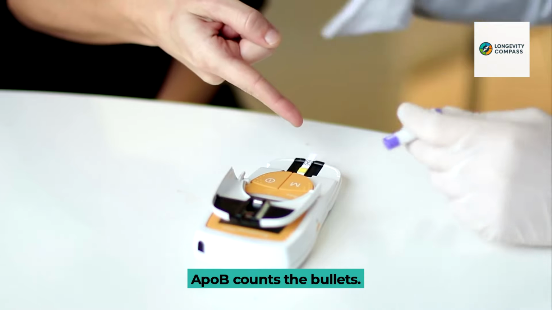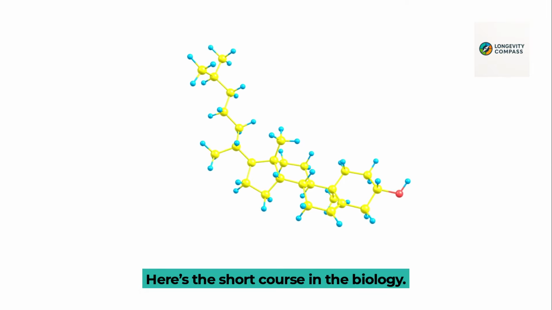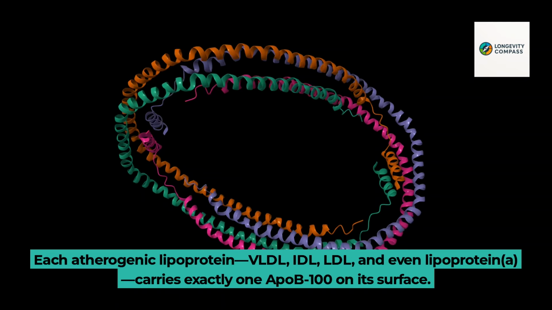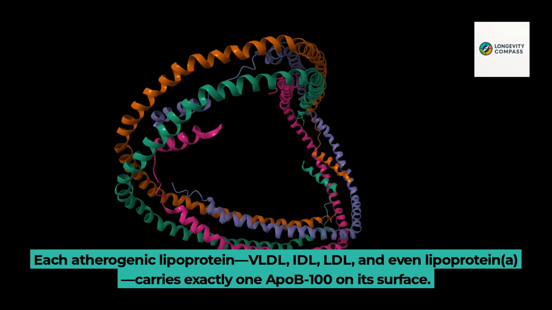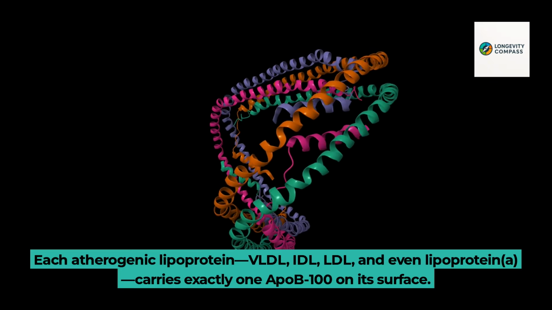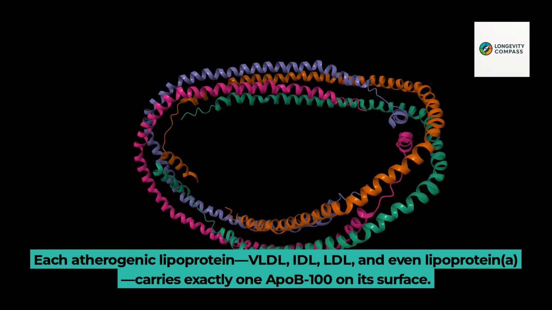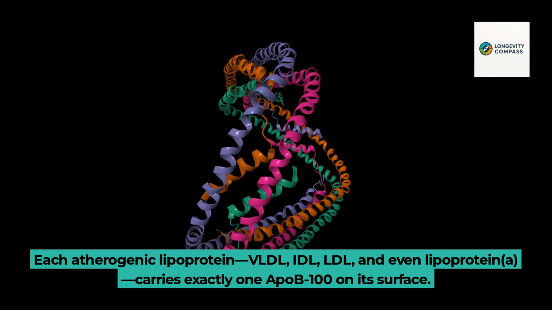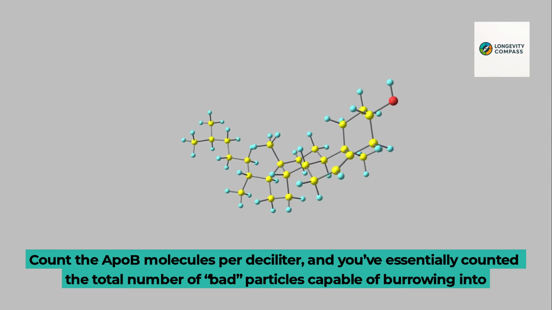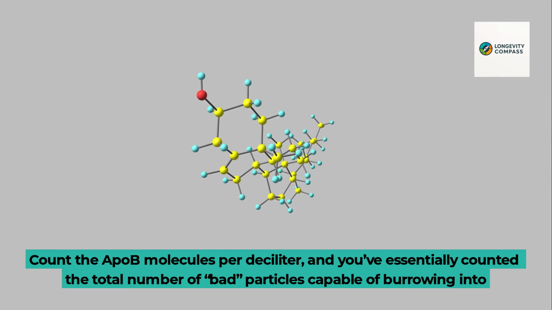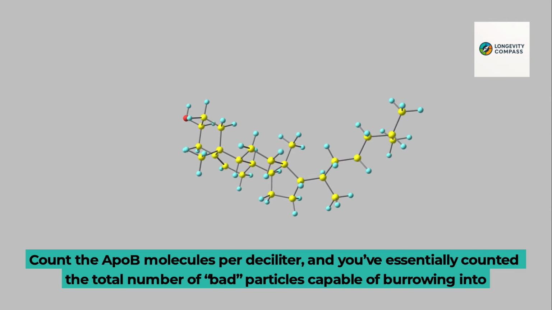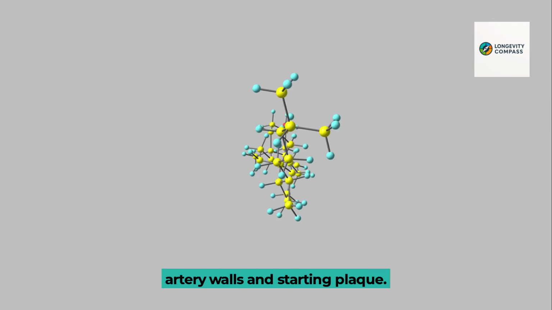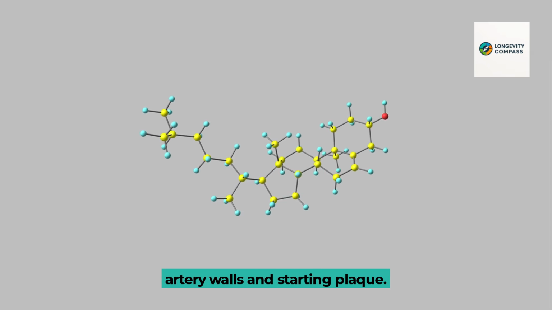ApoB counts the bullets. Here's the short course in the biology. Each atherogenic lipoprotein, VLDL, IDL, LDL, and even lipoprotein(a), carries exactly one ApoB-100 on its surface. Count the ApoB molecules per deciliter, and you've essentially counted the total number of bad particles capable of burrowing into artery walls and starting plaque.